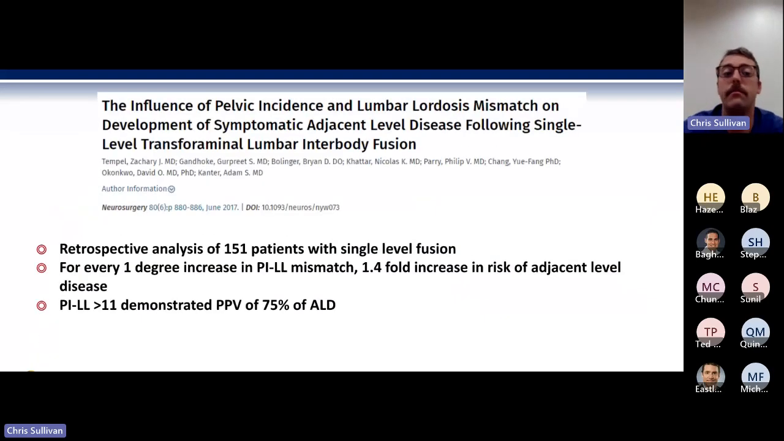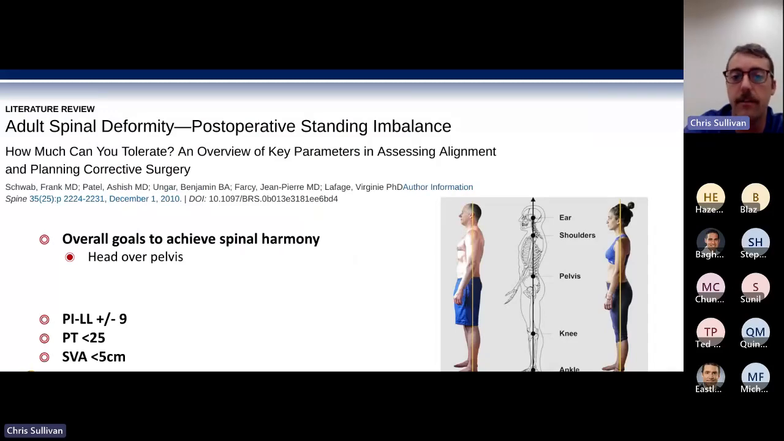However, can we get a little bit more specific and a little bit better than that? This was an article in 2017 looking at the impact of the PI-LL, and showed that for every 1 degree increase in the PI-LL mismatch, there's a 1.4-fold increase in risk of adjacent level disease, and that a PI-LL greater than 11 demonstrated a positive predictive value of greater than 75% for adjacent level disease. So again, going back to these goals.